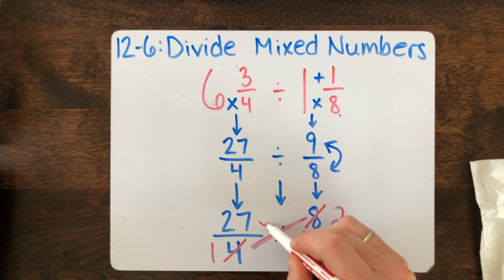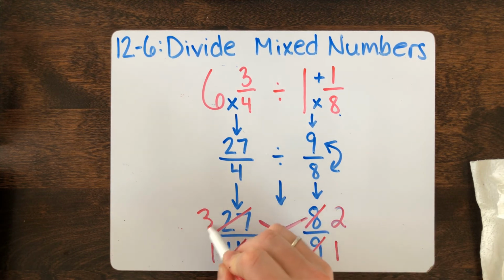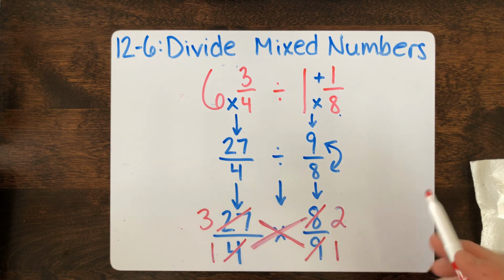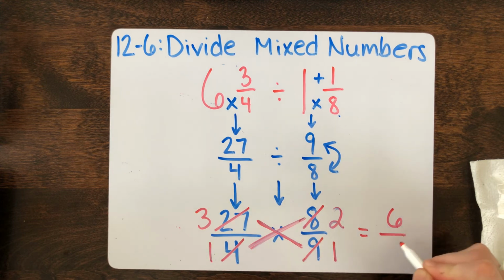Now let's look the other way. You may already see it, 27 and 9. What number can go into both 27 and 9? 27 and 9 are both divisible by 9. 9 goes into both of them, so 9 divided by 9 is 1. 27 divided by 9 is 3. So look how easy our problem is now. 3/1 times 2/1. So 3 times 2 is 6. 1 times 1 is 1.